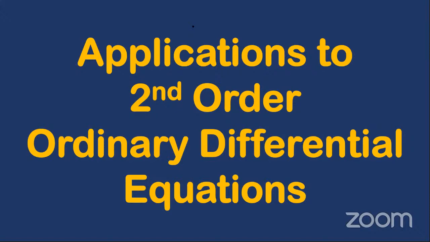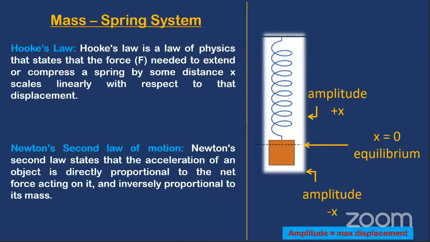So far, we have learned many things about second order ordinary differential equations that are linear with constant coefficients. Now, let's see where we can apply these particular techniques. The first physical model we are discussing is the mass spring system. So here we have what we call a free oscillator, right?